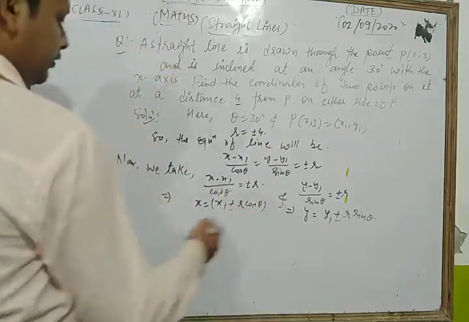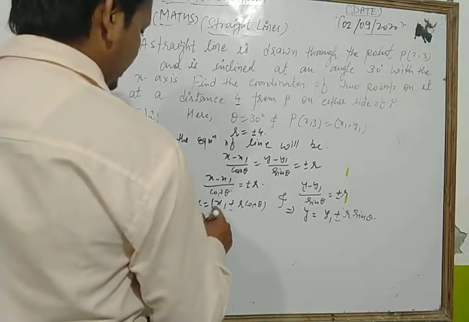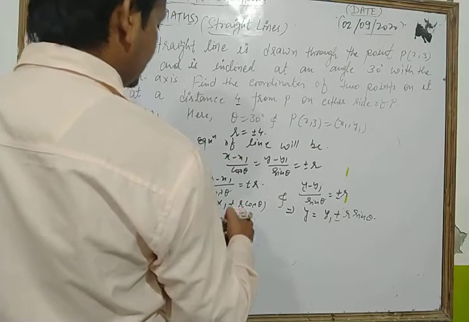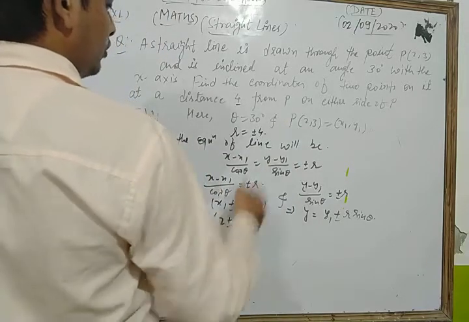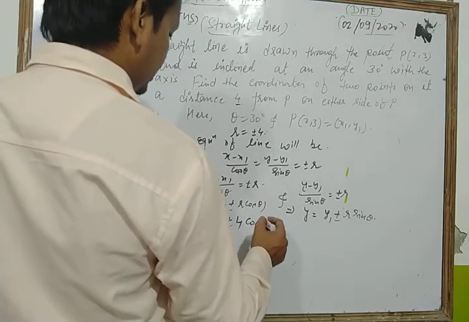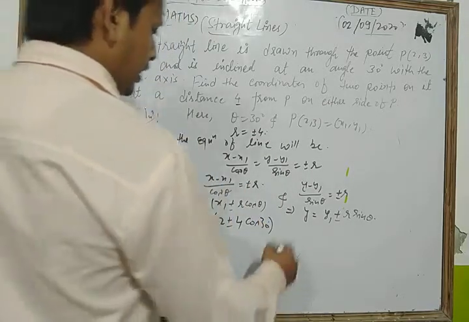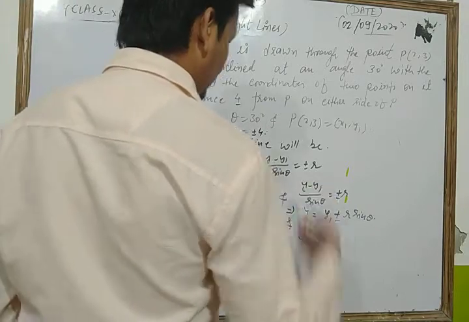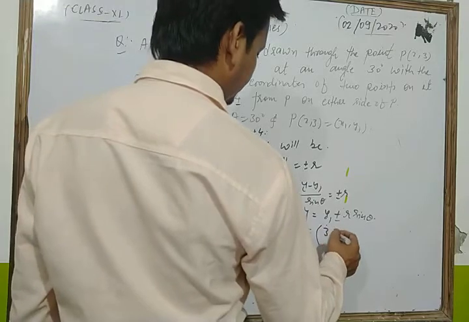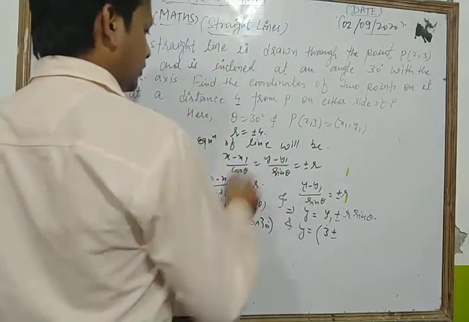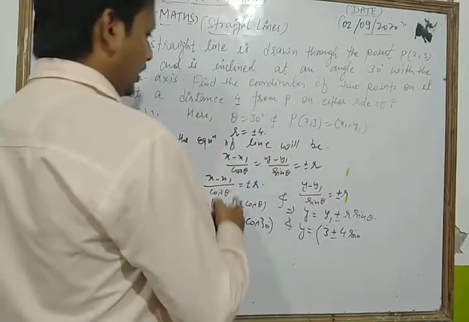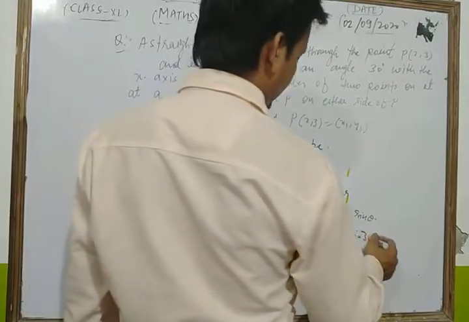Let's see, we put all the values in. x equals, here x1 is 2, so we put 2 plus minus the value of r, which is taken as 4, and here we write cos theta with theta 30 degrees. And for the other coordinate, y equals the value of y1, which is 3, plus minus r, which is 4, times sin theta, where theta is 30 degrees.